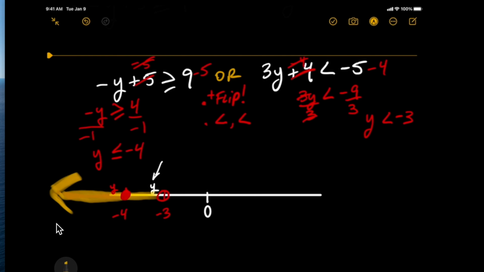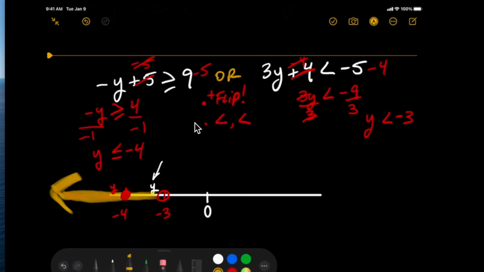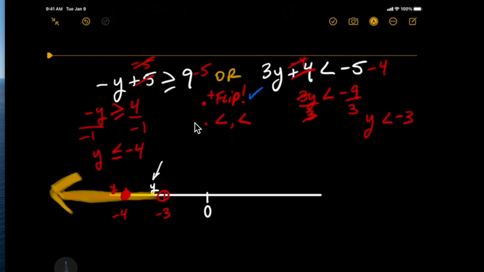This is unique. The reason it's unique, what tipped us off, was that we had a flip of the sign, and we had this scenario where the variable was less than something and the same variable was less than something else. That's not usually what we see.